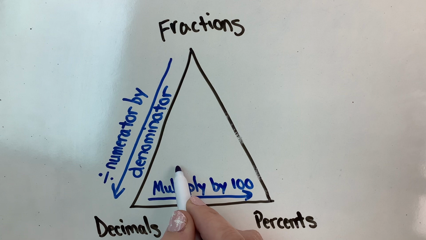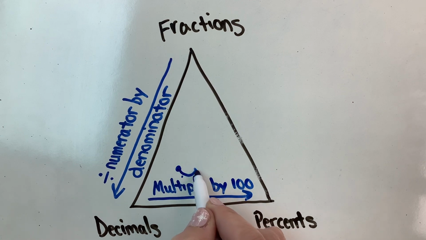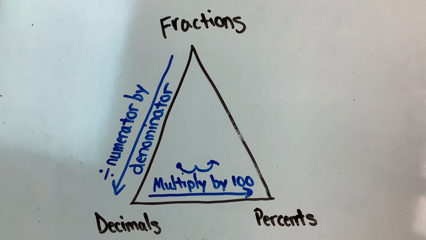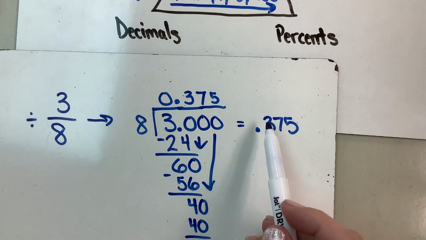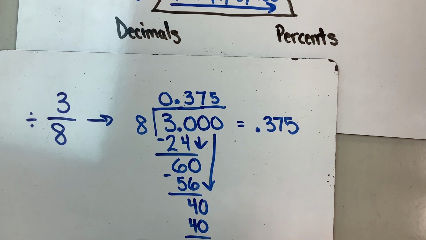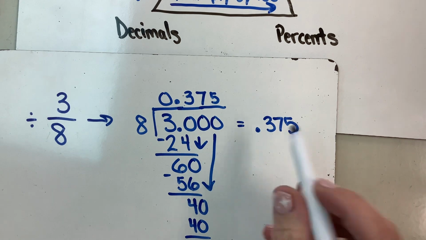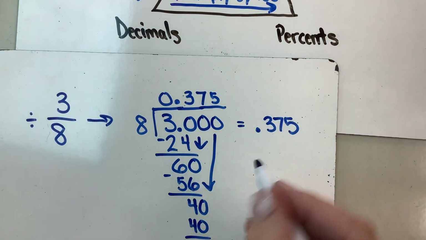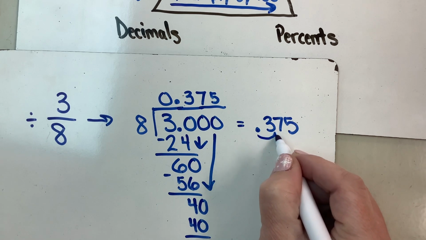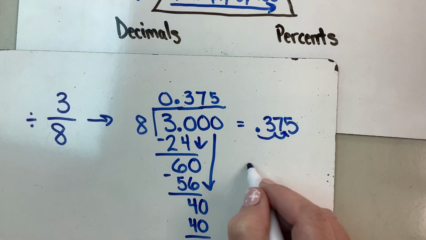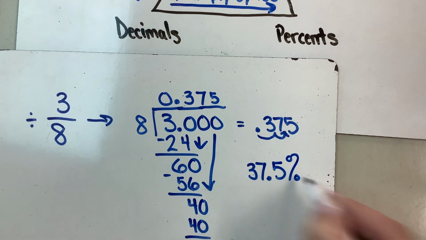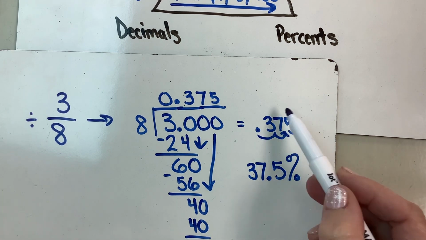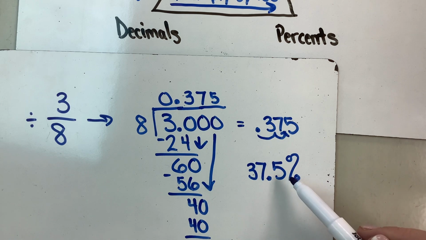We also talked about using our place value knowledge. That means we're going to move the decimal 2 times in the bigger direction. So if we go back to this example, we have 0.375. We could multiply this by 100, but unfortunately a lot of students make mistakes when they're multiplying with multiple zeros. So instead, decimals are small, percents are large. We're going to take our decimal and move it 2 times bigger. So our percent becomes 37.5%. Our decimal is small, but our percent is big.